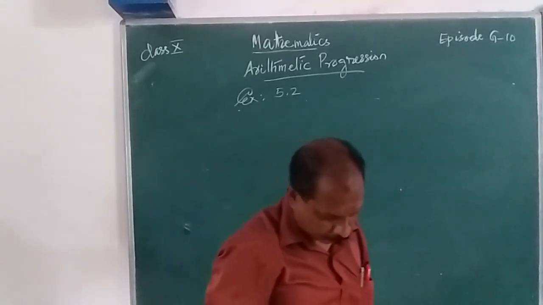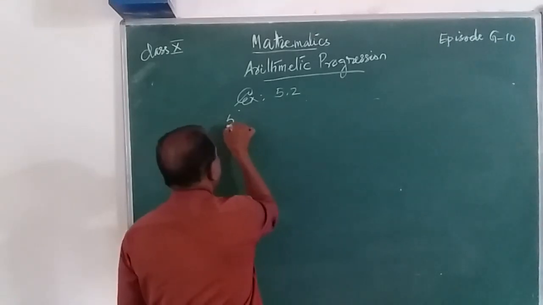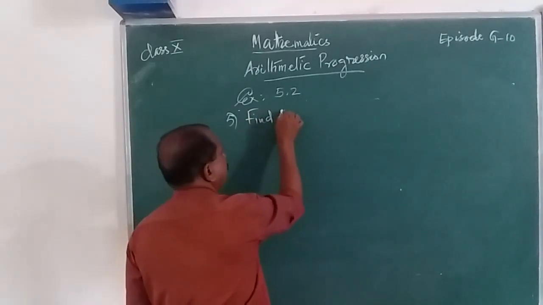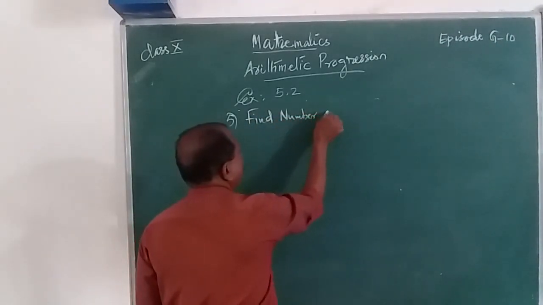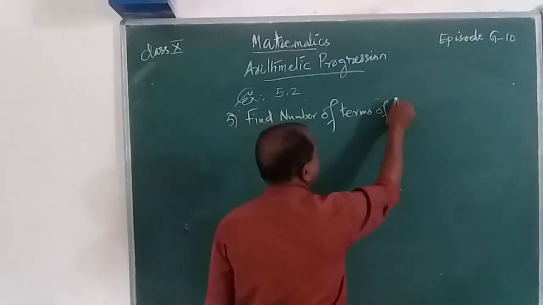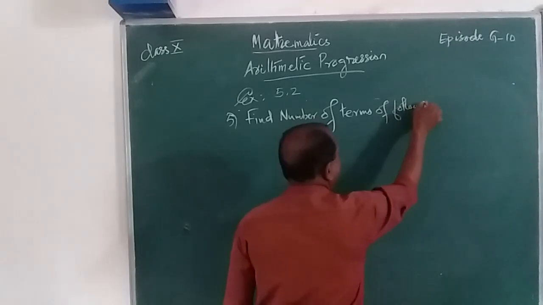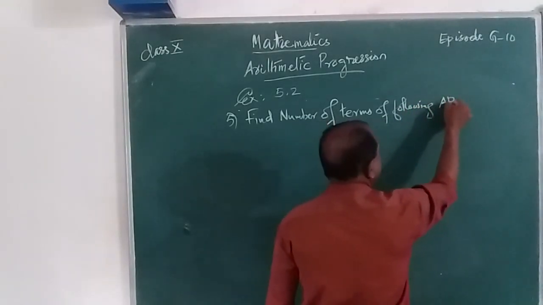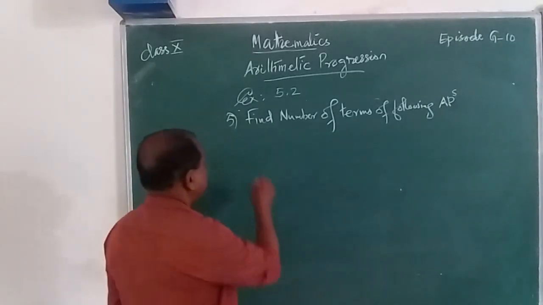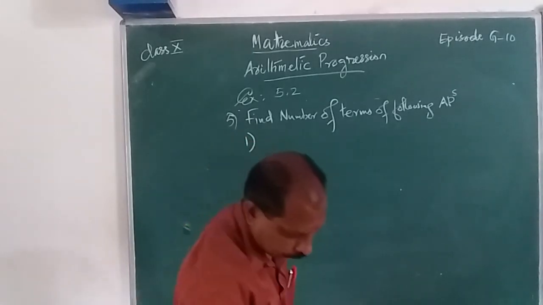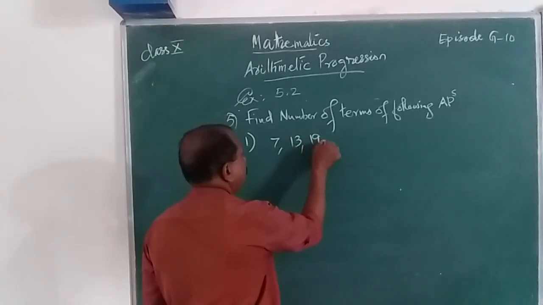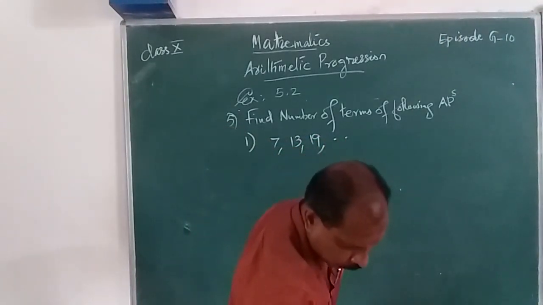Then question number 5. Find the number of terms of the following APs. The first one is 7, 13, 19, etc., 205.